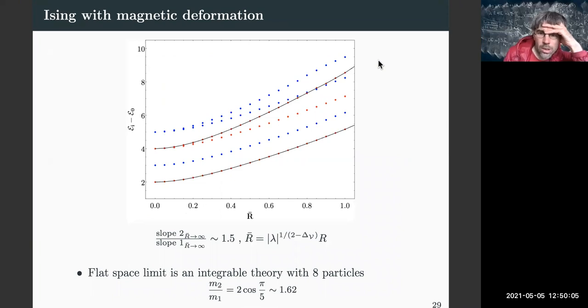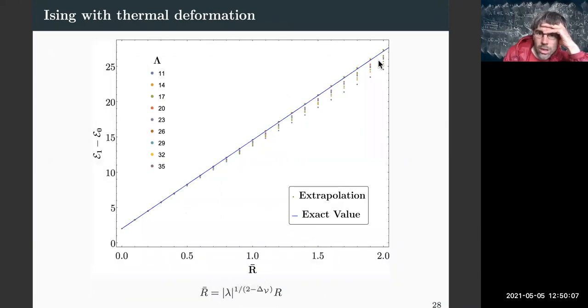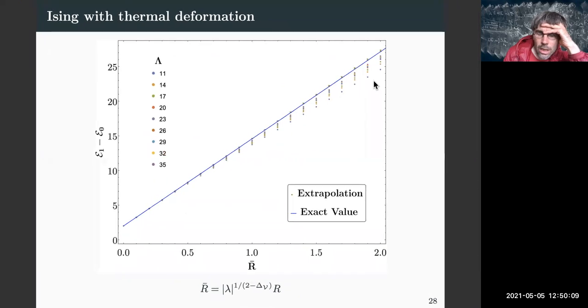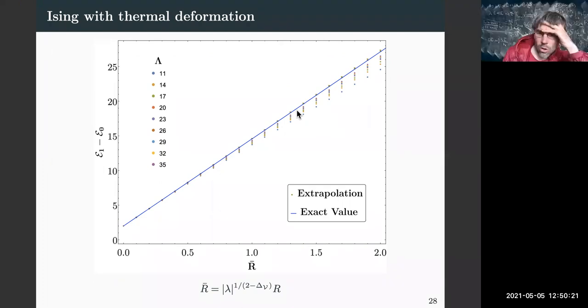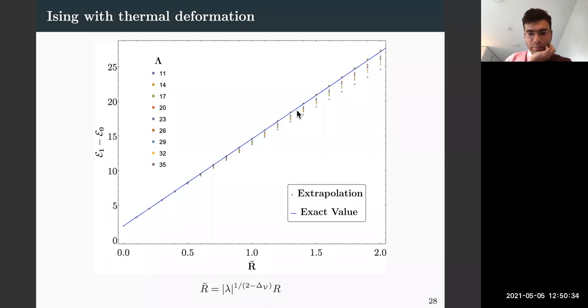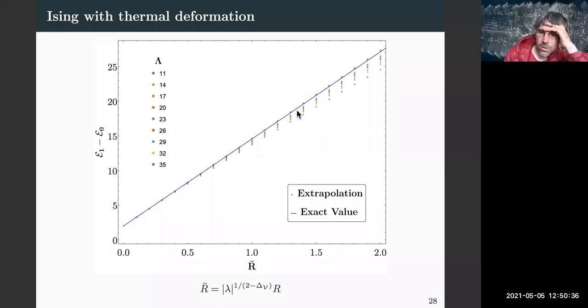Can I ask a question about the previous plot? I see that you are approaching the exact result from below, right? Yes. So for this particular observable, I guess it's not so surprising. There's no actual monotonicity, because these are energy levels. It's not the ground state. Yeah. Sorry, it was an obvious question.